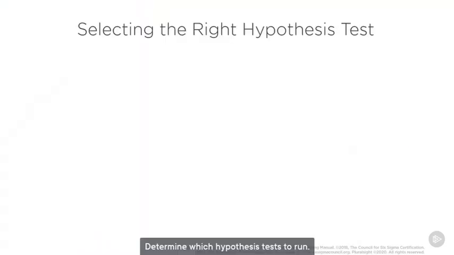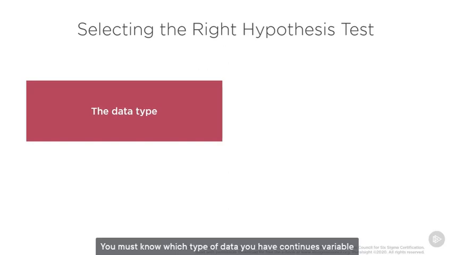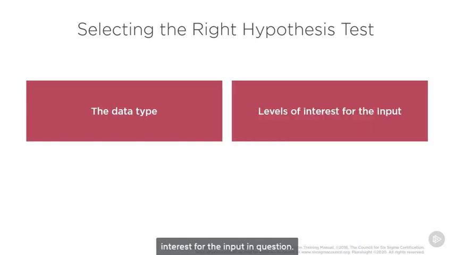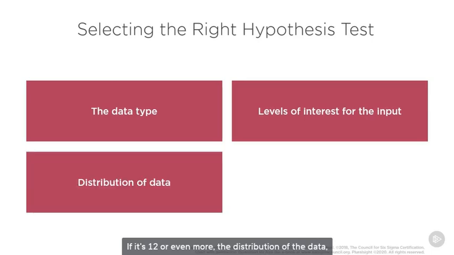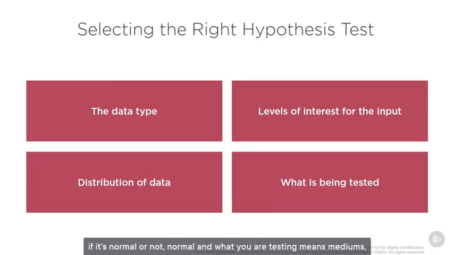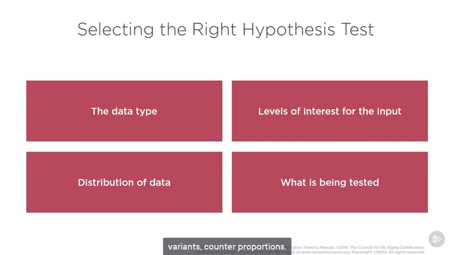To determine which hypothesis test to run, you must know which type of data you have, continuous, variable, or discrete, and even attribute. The number of levels of interest for the input in question, if it's 1, 2, or even more. The distribution of the data, if it's normal or non-normal. And what you are testing: means, medians, variance, count, or proportions. The hypothesis tests we're going to cover in this module deal with 1 or 2 levels of interest. In the following videos, we'll introduce various types of hypothesis tests. Then, we'll walk through running some of these tests.